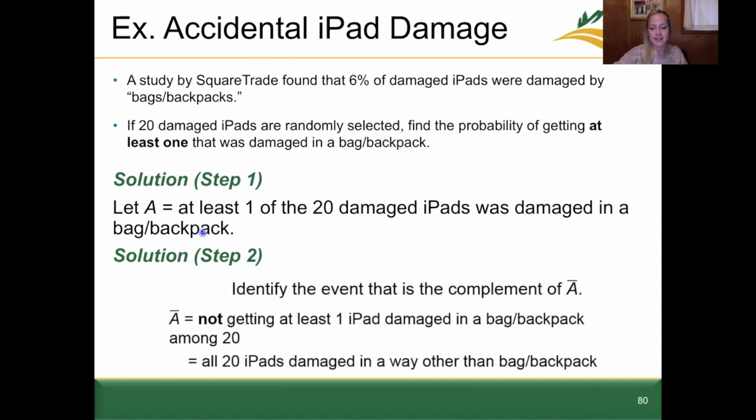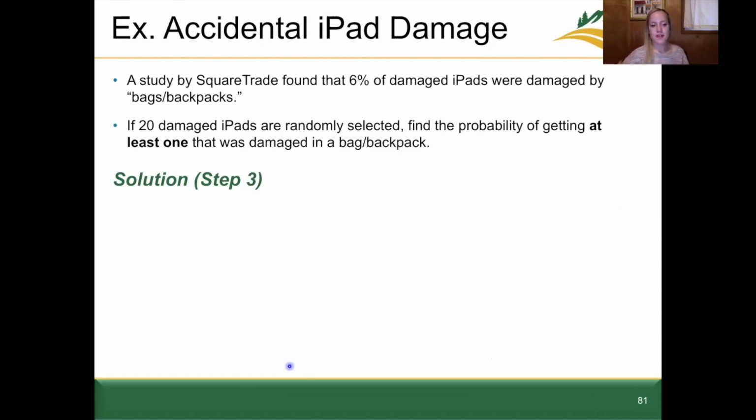That's the same thing here, that all 20 iPads were damaged in a way other than a bag or a backpack, right? Because A itself is that at least one of the 20 is damaged by a bag or a backpack. The complement to this then is that all 20 iPads were damaged in some other way than that. In our solution for step 3, we need to find the probability of A bar.